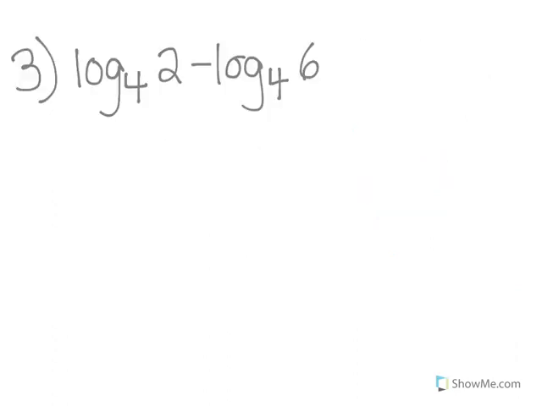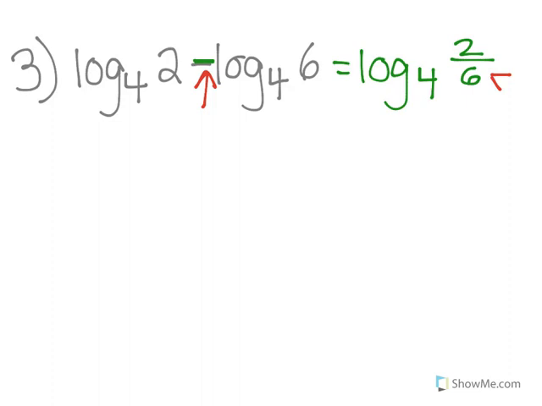This next example is the quotient property. Because it says minus right here, that tells us that we're going to have log base 4 of 2 divided by 6. If you remember before, the log that has the minus in front is the number that goes in the denominator. Now we can simplify this, and we're going to say log base 4 of 1 over 3.